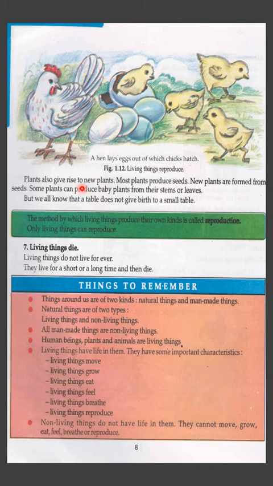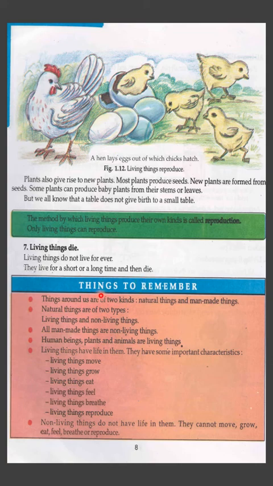Plants also give rise to new plants. Most plants produce seeds. New plants are formed from seeds. Some plants can produce baby plants from their stem or leaves. But we all know that a table does not give birth to a small table. The method by which living things produce their own kind is called reproduction. Only living things can reproduce. The seventh feature is: living things die. Living things do not live forever. They live for a short or a long time and then die.